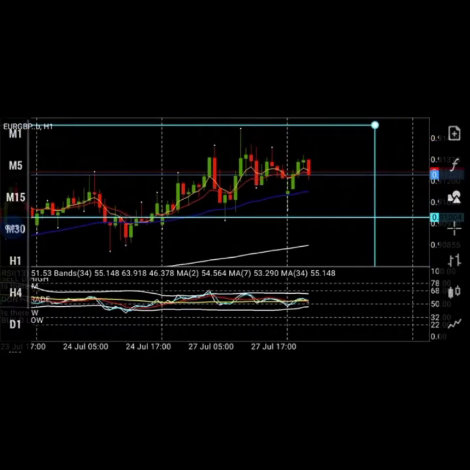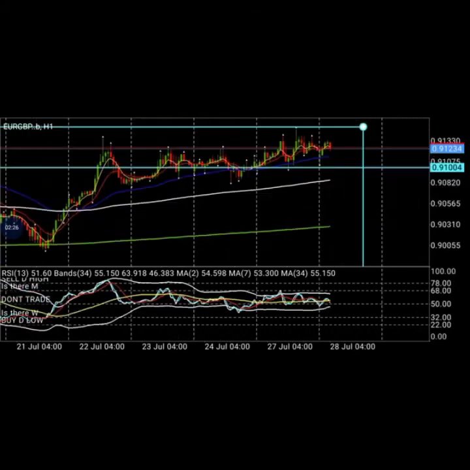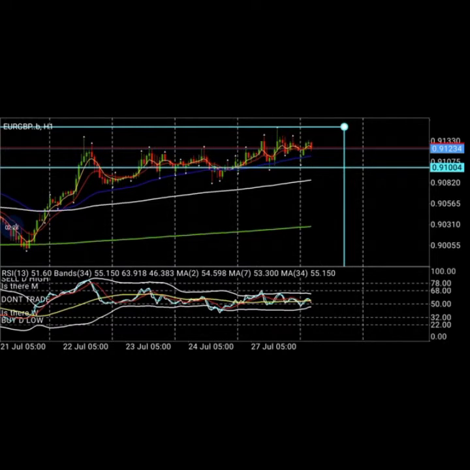What you want to do is have your 50 EMA on your chart. If I was to take any decision with the Euro GBP, I would have to wait for price to come to the 50 EMA. You see this 50 EMA, and I have to wait for price to come into it.